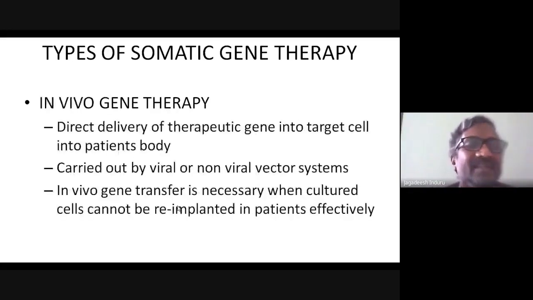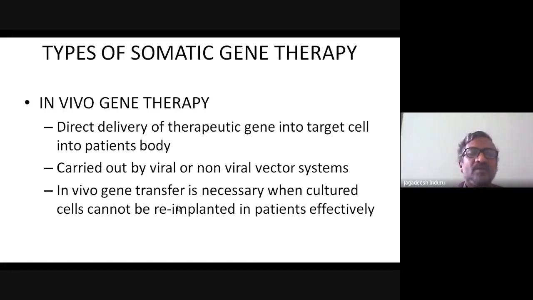The second one is in-vivo gene therapy. So in somatic gene therapy, one is in-vivo. Everything is going on within the body only. So it is the direct delivery of the therapeutic gene into the target cell, into the patient's body. This is actually one way, and it can be carried out by again two types, that is viral and non-viral vectors. Now we are entering, and the concept is becoming more and more clear.